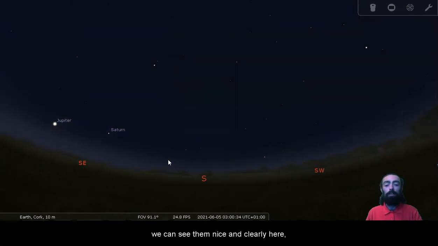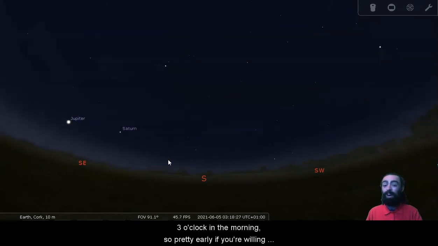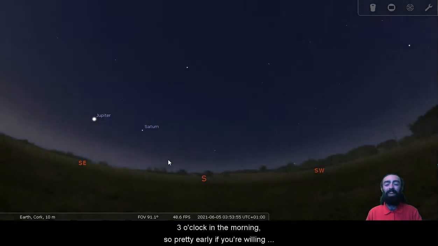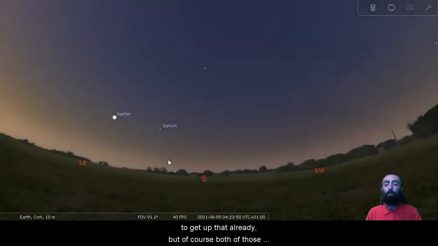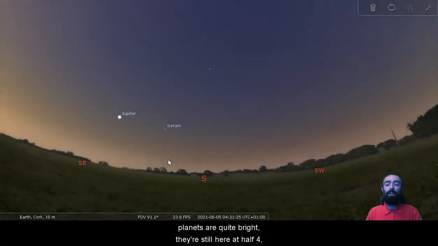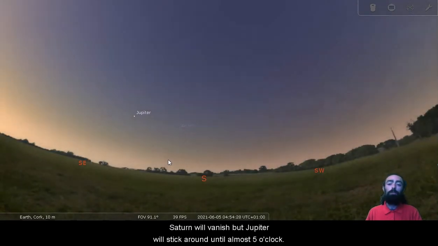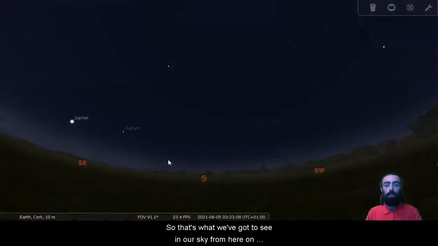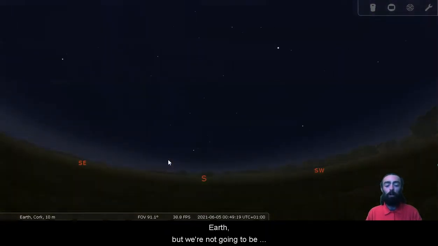And very quickly, there's our Saturn and Jupiter in the morning sky. We can see them nice and clearly here, 3 o'clock in the morning, so pretty early if you're willing to get up that early. But of course, both of those planets are quite bright. They're still here at 4:30. Saturn will vanish, but Jupiter will stick around until almost 5 o'clock. So that's what we've got to see in our sky from here on Earth.